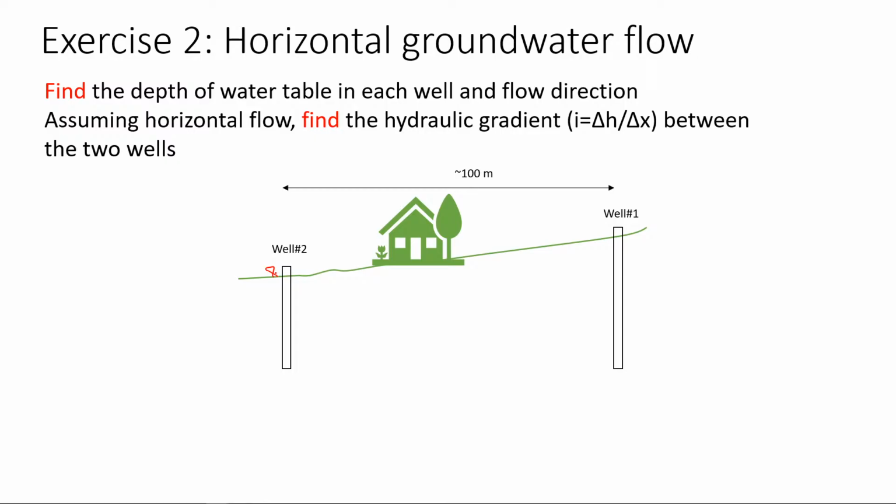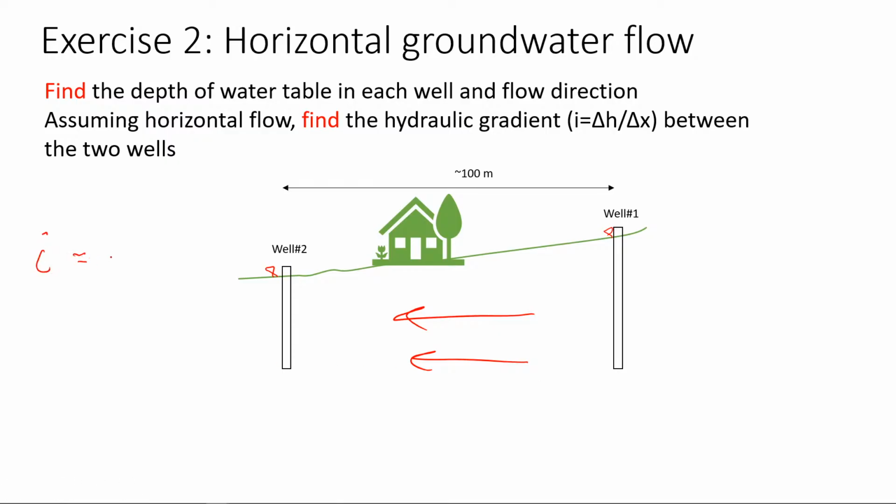So I want to find the head here and the head value here, assuming a horizontal flow, so there is no up gradient or down gradient. The flow is just horizontal. So that makes it easy to find the hydraulic gradient between the two wells. I want you to find the hydraulic gradient.